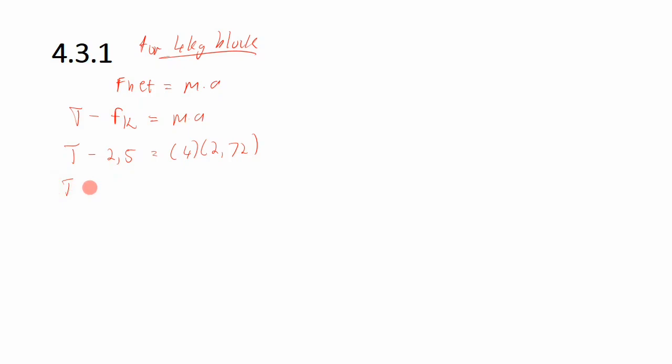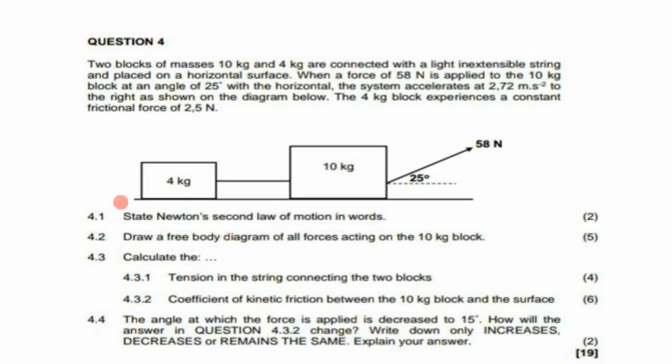So we will have 10.88, and then add it to 2.5, and then our tension is 13.38 newtons, right? And just like that, we have our 4 marks. Then 4.3.2 says calculate the coefficient of kinetic friction between the 10 kg block and the surface.